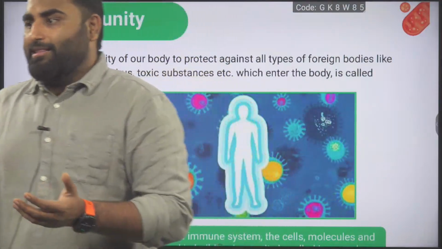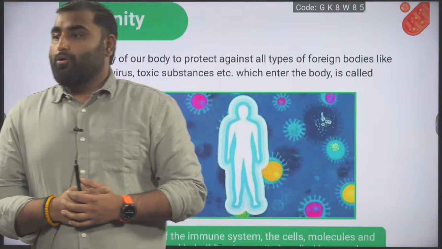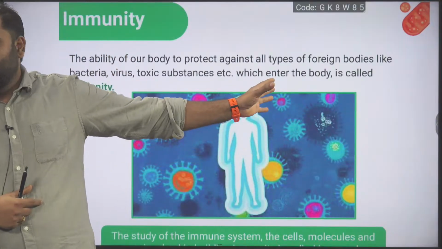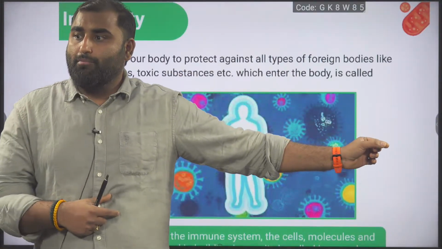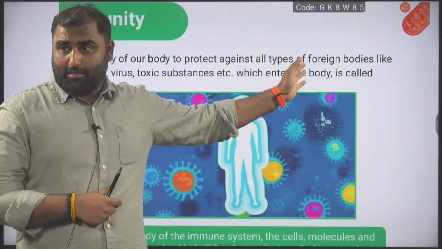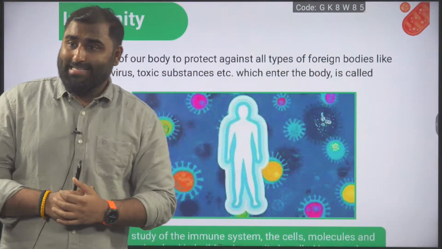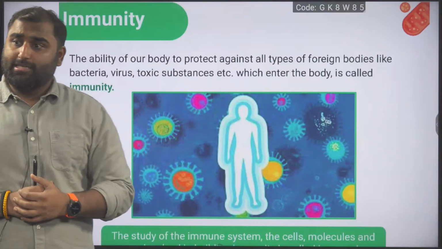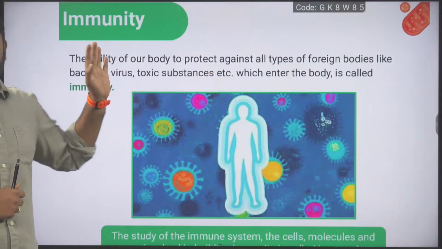Right? You can write the basic definition. You can quickly jot down the definition in your book. The ability of our body to protect against all foreign bodies like bacteria, virus, toxic substance which enter our body is called immunity.